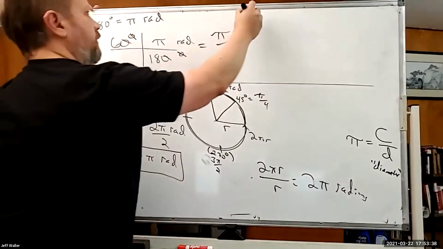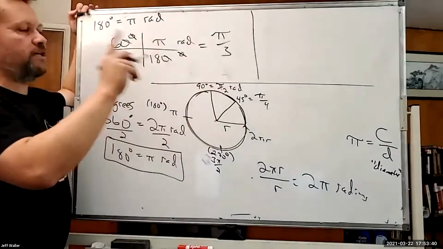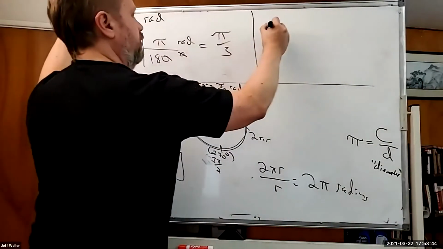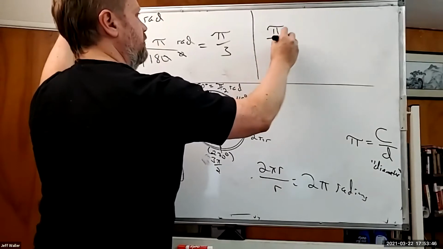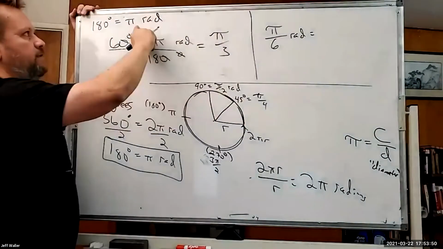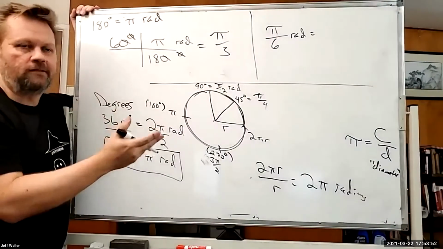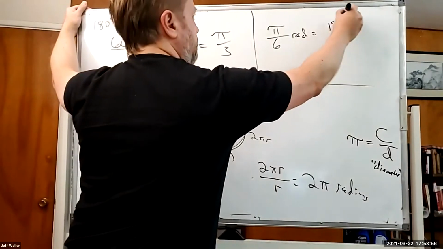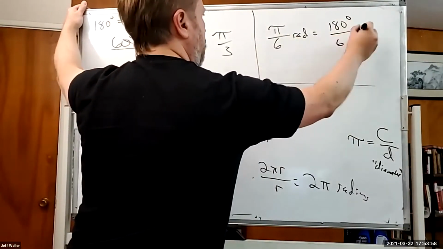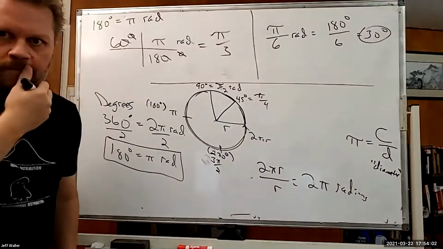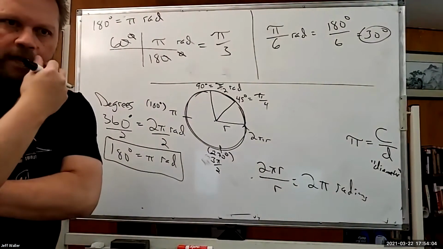Now watch this. If I want to convert the other way, it's crazy easy. I don't have to do all this really. What's pi over 6 rads? How many degrees is that? Well, pi rads is how many degrees? 180. So I just have to replace pi rads with 180 degrees. That's 30 degrees. All right, let me stop for a minute.